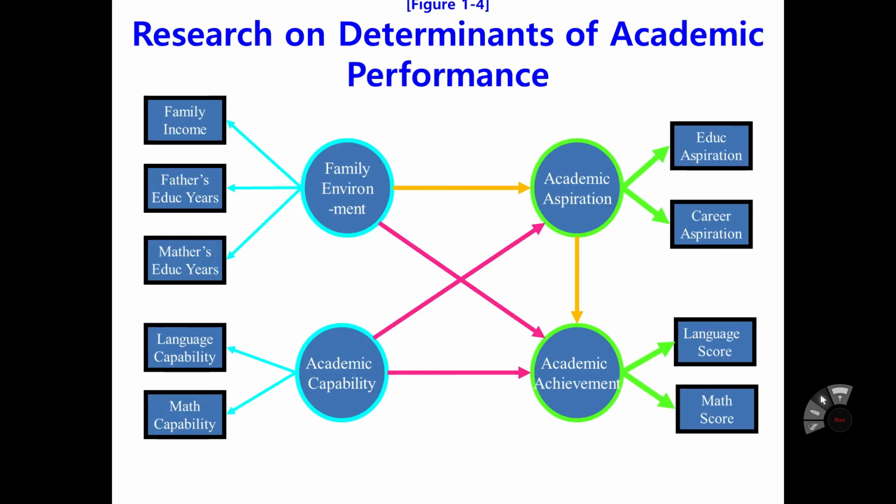Excellent. So this is the full model we are interested in investigating the association. So this is the title of Research on Determinants of Academic Performance. As you can see, how many exogenous latent variables? Basically two exogenous latent variables of family environment and academic capabilities will begin the causal relationship as the causal part. Secondly, how many endogenous variables? Two. Basically, academic aspiration and academic achievement are going to be the endogenous latent variables. Very excellent.